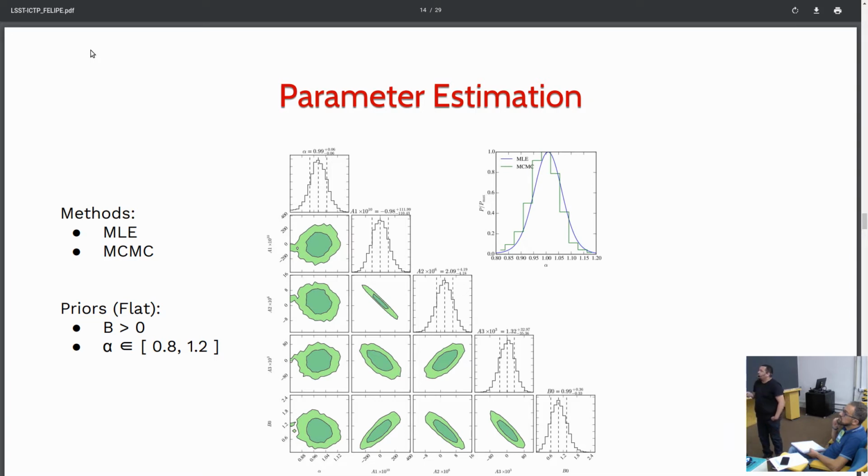Finally, we can get to the parameter estimation. We consider two methods here, the maximum likelihood estimator and the MCMC. In green, we have the MCMC, and in blue, we have the maximum likelihood estimator. We have those priors here: B must be greater than 0 because B represents the bias squared. We can see here that both methods agree very well.